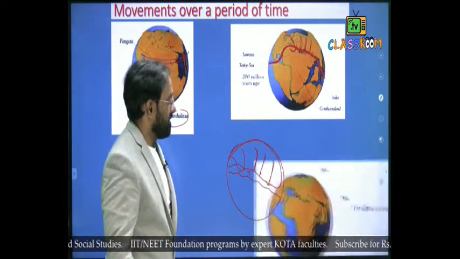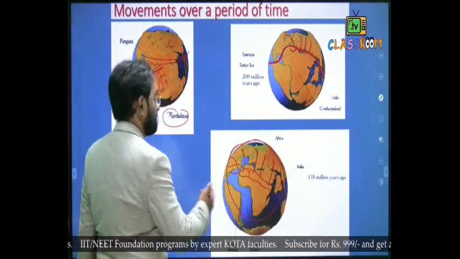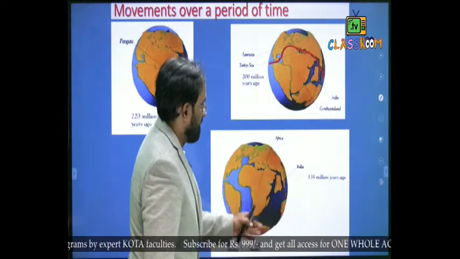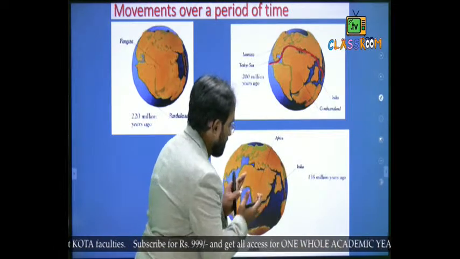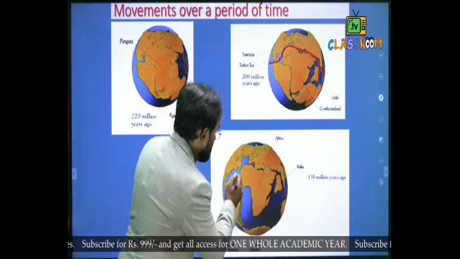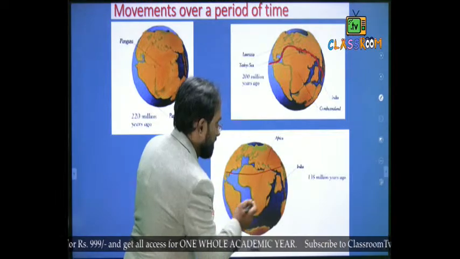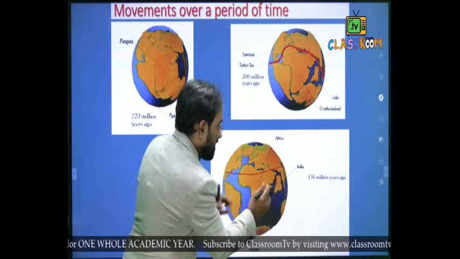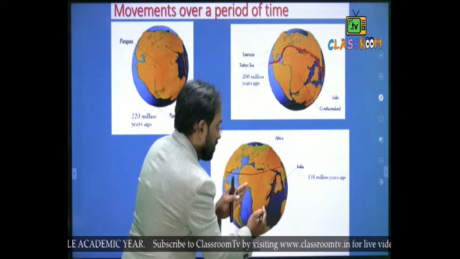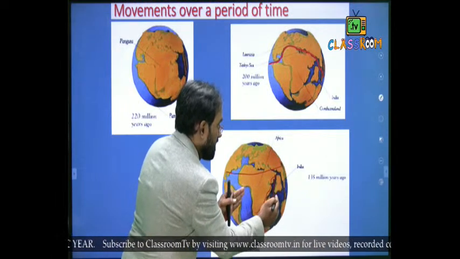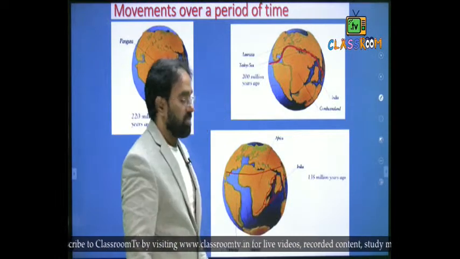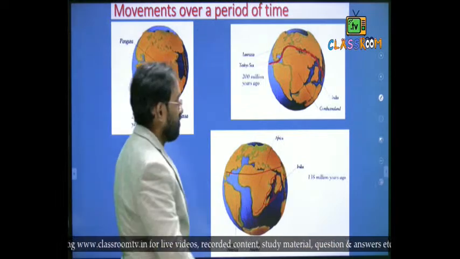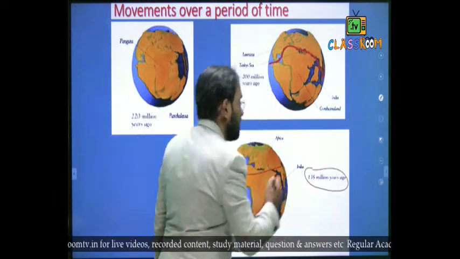Okay, see here, this is what we have discussed. This is Africa and this is India. You have to understand here, this is all Gondwana land, and this is the Indo-Australian plate cutting away from the Gondwana land, going and hitting the Eurasian plate. Understand? This is 220 million years ago, but this is only 135 million years ago.